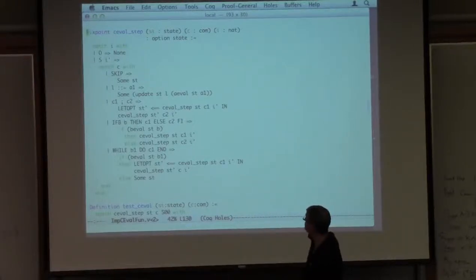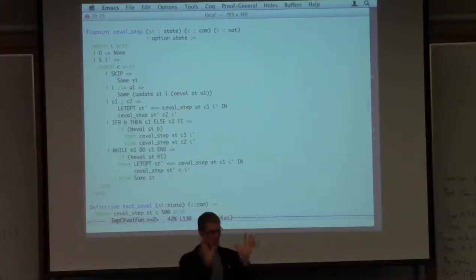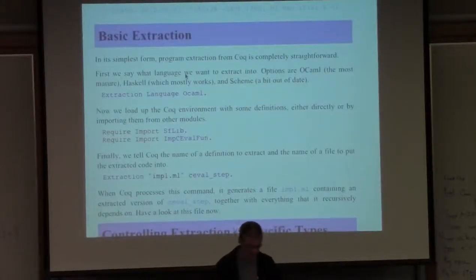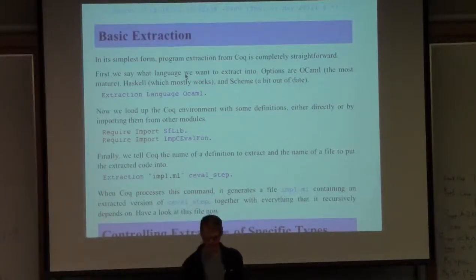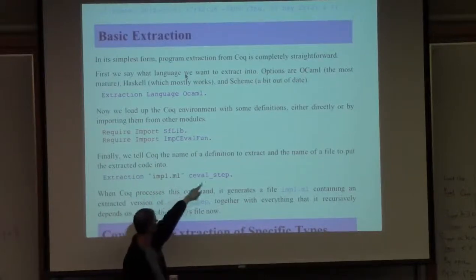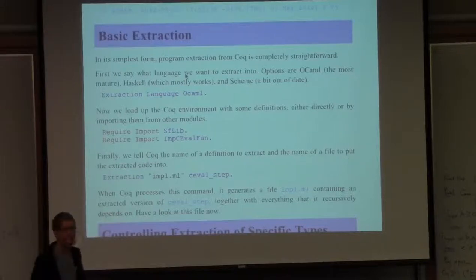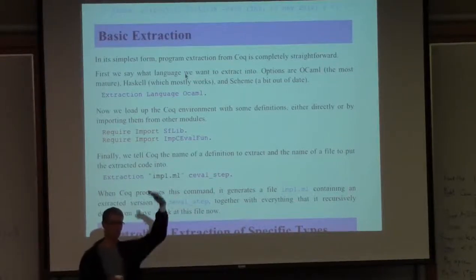So what we should get is an ML function that takes a state and a command and a number and returns an optional state. Then we're going to need to wrap a little driver around that, which pattern matches against the result and prints out the answer. Going back here, here's how we do it. We load up the Coq environment with some appropriate definitions, either by just giving them or by importing libraries from elsewhere. And then we say extraction. We give the name of a file to extract into, and we give the function, or in general, the name of a term to extract. Coq knows that it should recursively pull in all the other things that this term refers to so that we get a complete ML program.